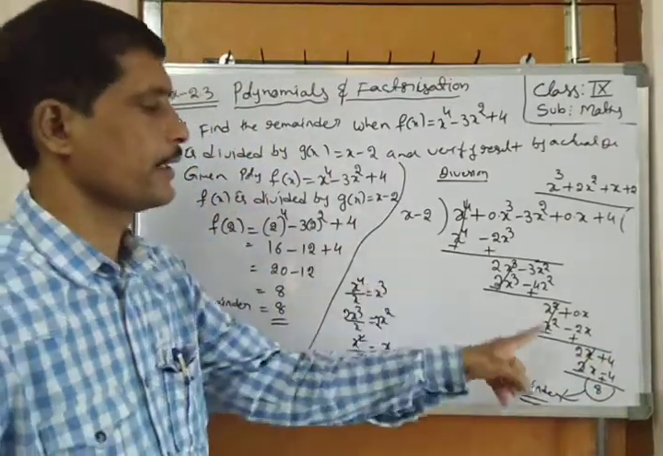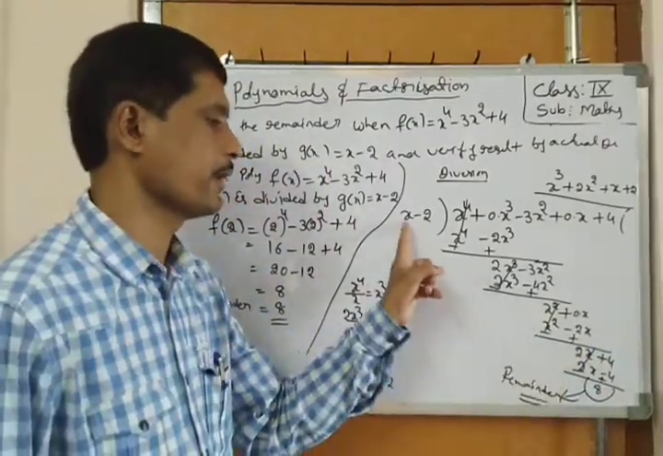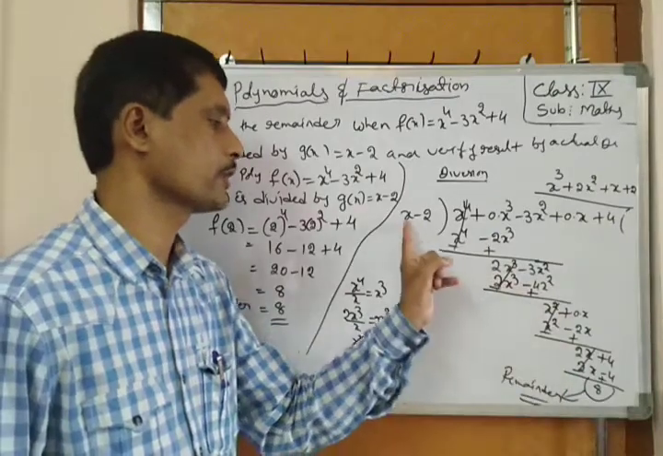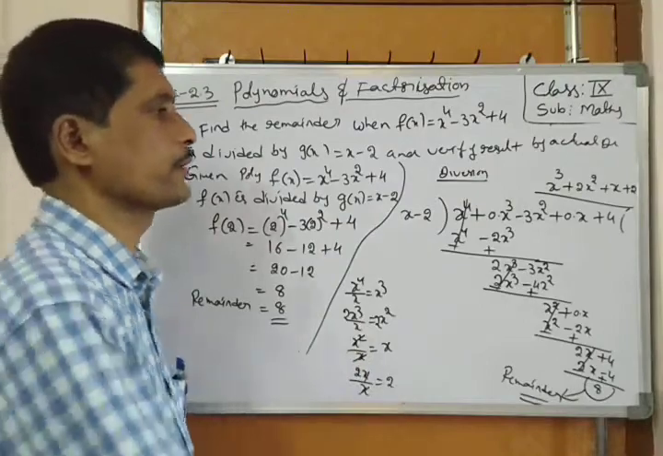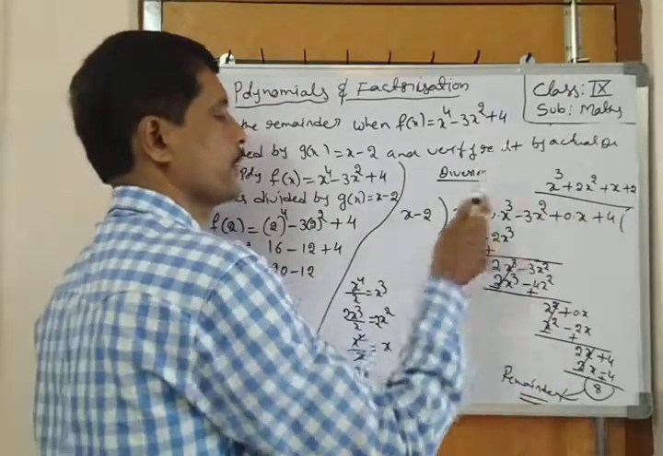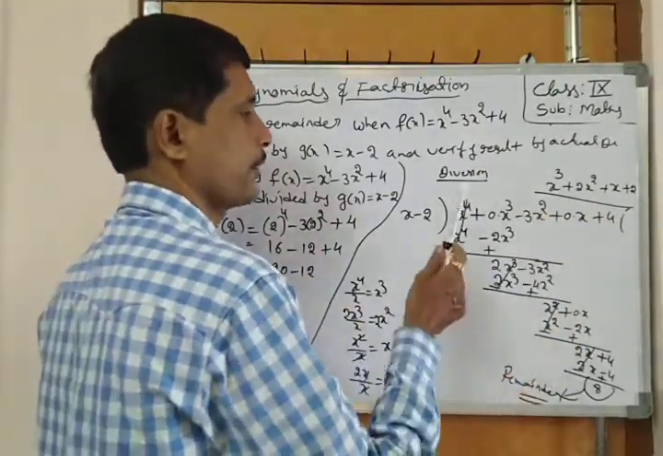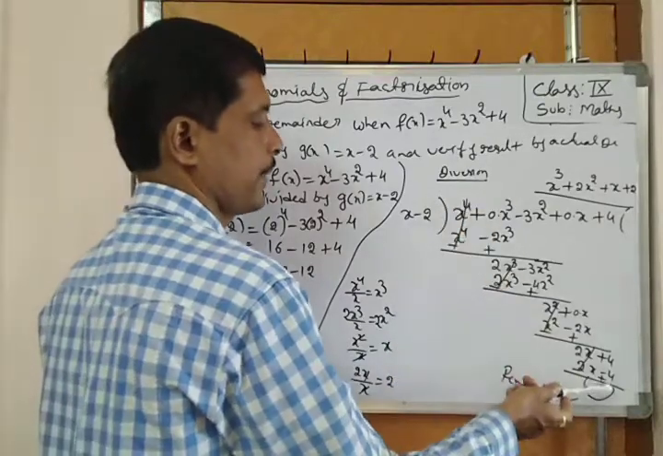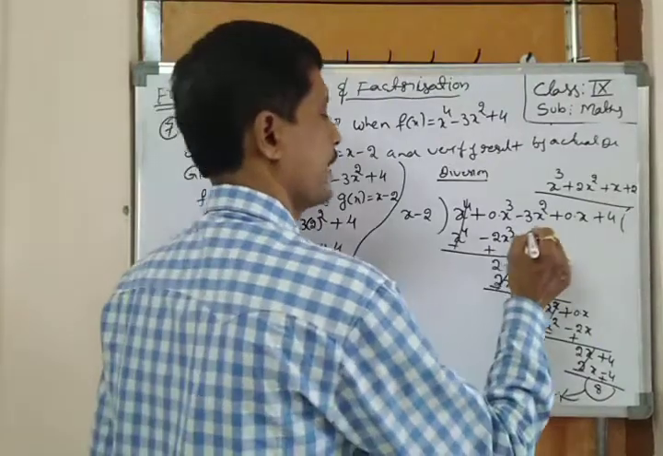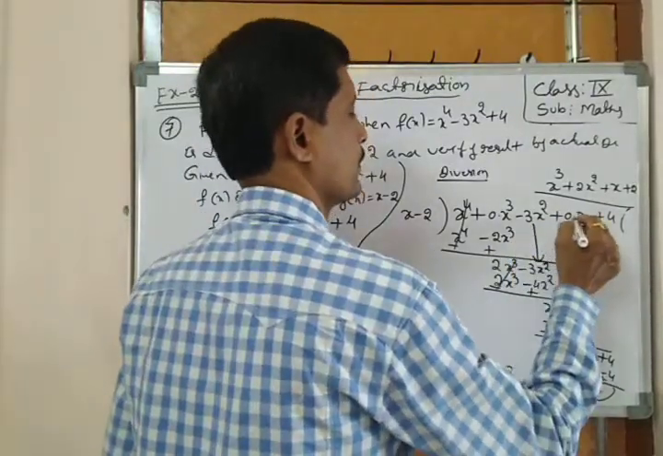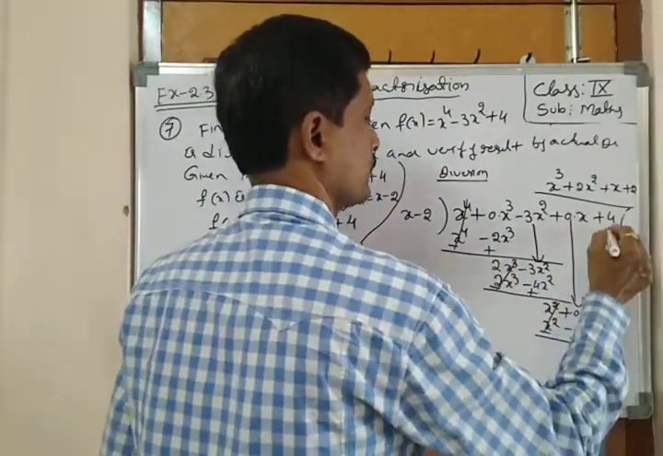Here the degree is 1, and the divisor degree is also 1. Therefore 2x by x is 2. Write quotient 2. Therefore 2 into x is 2x, and 2 into minus 2 is minus 4. Here in subtraction, minus 2 plus 2. Otherwise, here also write the arrow symbols.